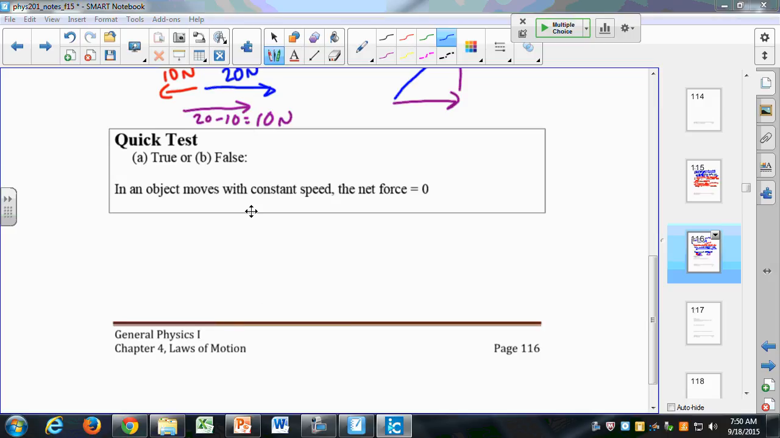We'll see that with Newton's second law as well, so don't sweat it right now. Don't worry, we'll have lots of time to practice this.